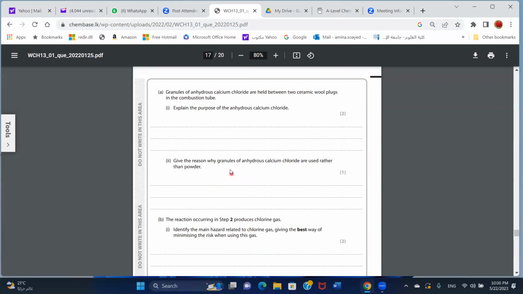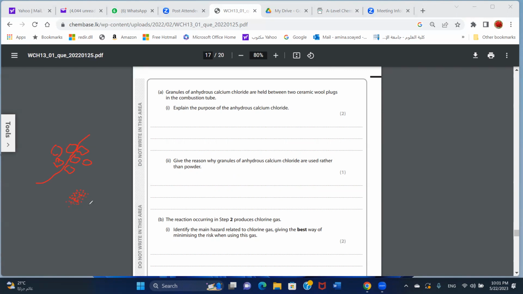Okay, they say here, give a reason why granules of anhydrous calcium chloride are used rather than the powder. We know that the granules have spaces between them, isn't it? If you have granules, there are spaces. So the chlorine gas can pass through the spaces. But if you have a powder, there are no spaces to allow the chlorine to pass through. The spaces are very, very small. So the chlorine gas will not pass through the powder except with difficulty.